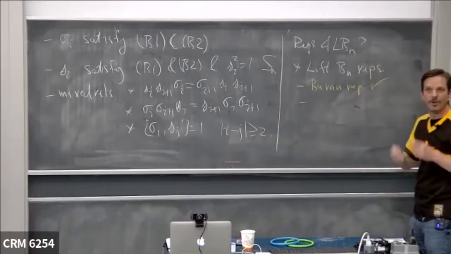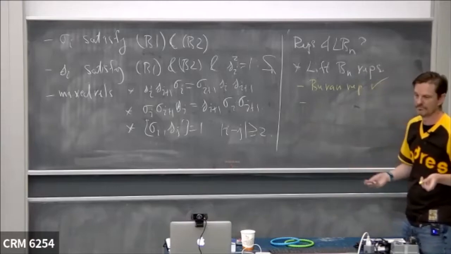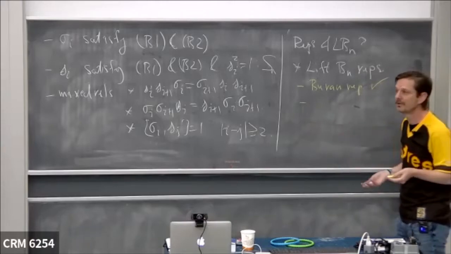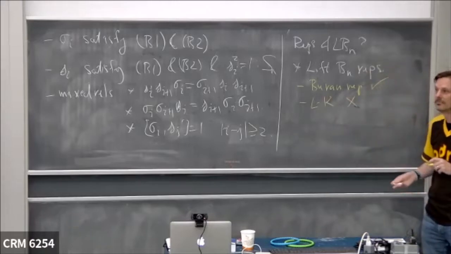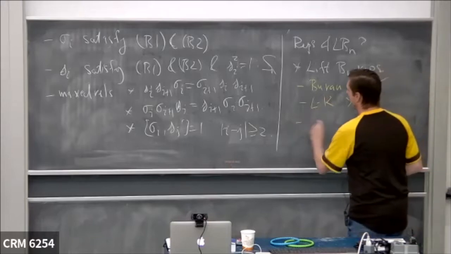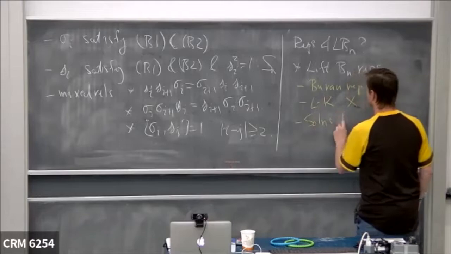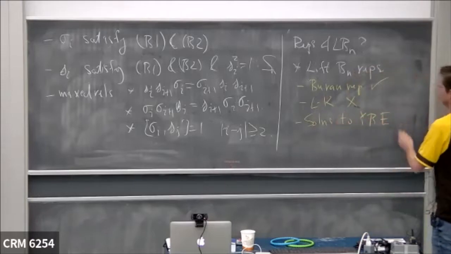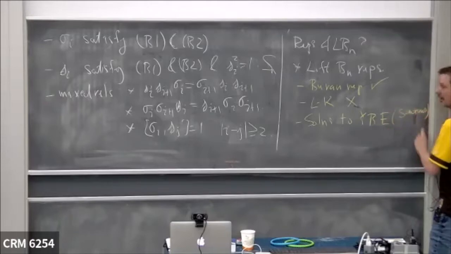You might wonder if the loop braid group is linear. And so you might say, well, what about the Lawrence-Krammer representation? It does not extend, it turns out. And then a big collection of things would be solutions to the Yang-Baxter equation. And the answer here is sometimes, not always, sometimes.